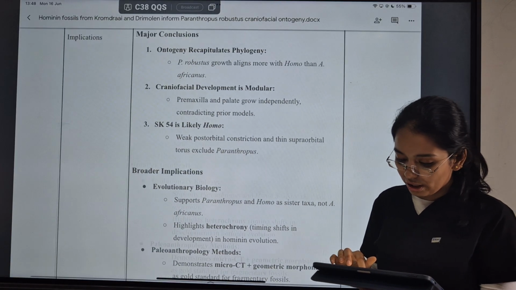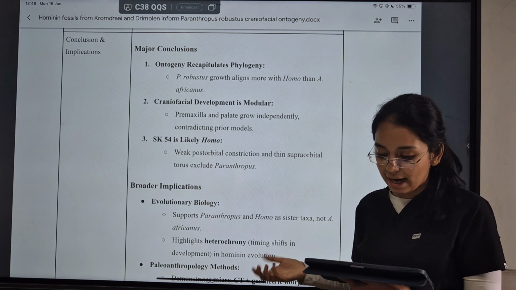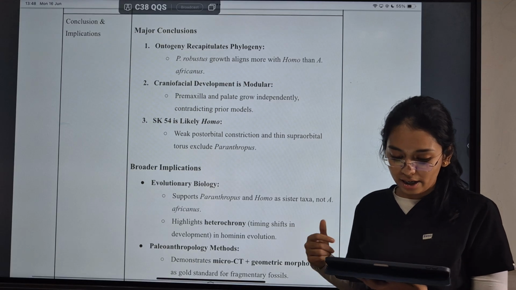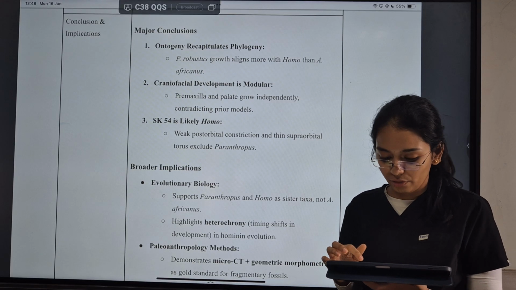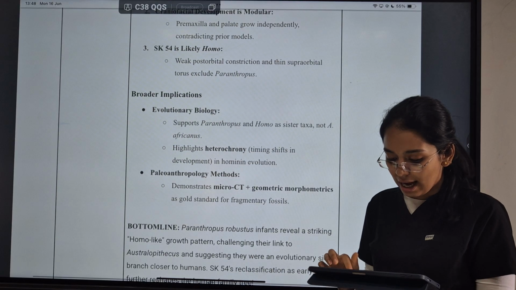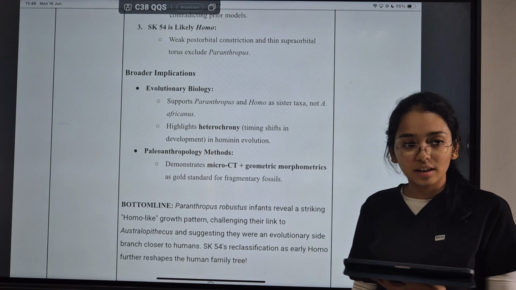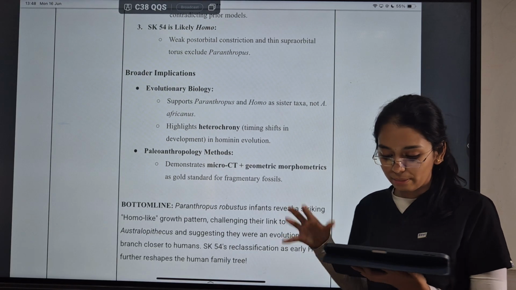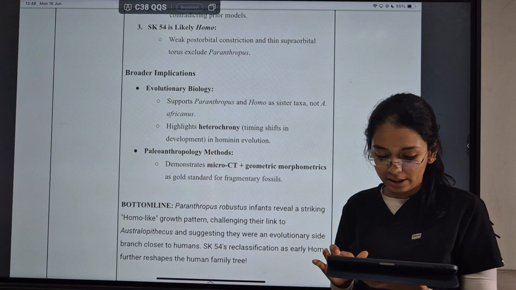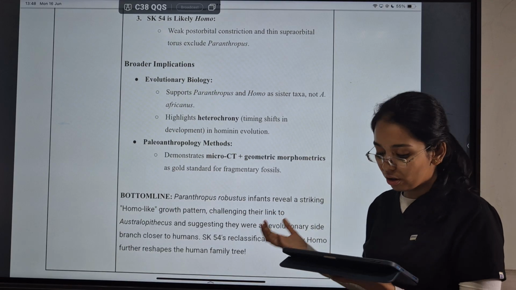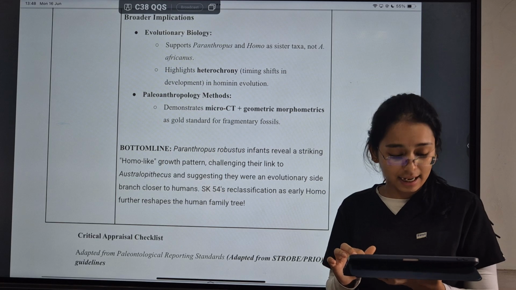So these are the major conclusions. The major conclusion is that the premaxilla and palate grow independently, contradicting the prior models which were put forth. And the implication is that this study demonstrates micro-CT plus geometric morphometrics can be a gold standard for fragmentary fossil analysis.